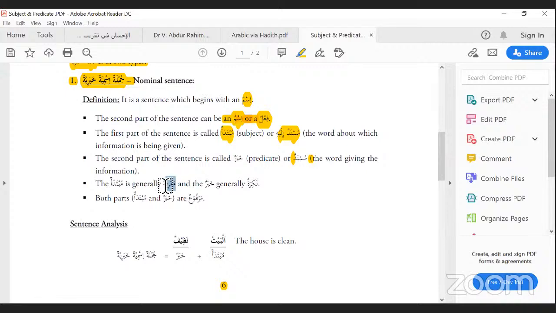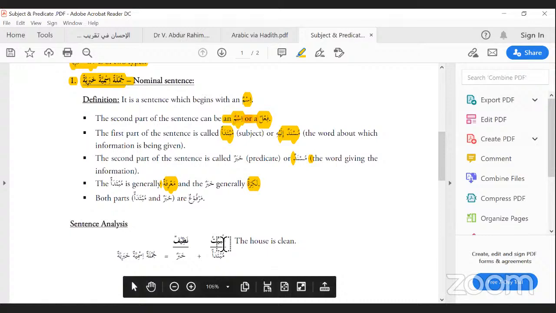Mubtada is ma'rifah. So we have ma'rifah and nakira, they're the opposite of each other. So ma'rifah means a proper noun. So what makes a proper noun? What is the actual measure by which you can make a noun into a proper noun? What does it have? It has alif lam, the definite article. So having the alif lam at the beginning means it's a proper noun.